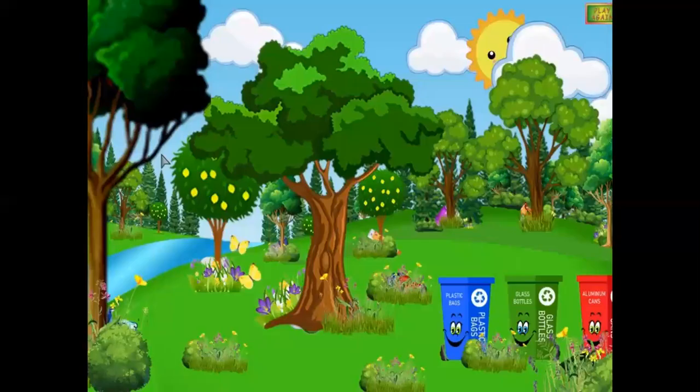Okay, students. Now I want to show you some pictures, some clean environment and also dirty environment. Now look at this picture. Is this clean or dirty? This is a clean environment. Which one is this? Clean environment, and everyone likes this environment.